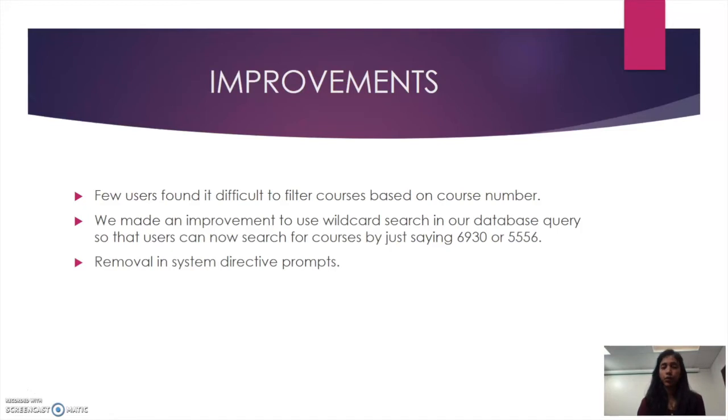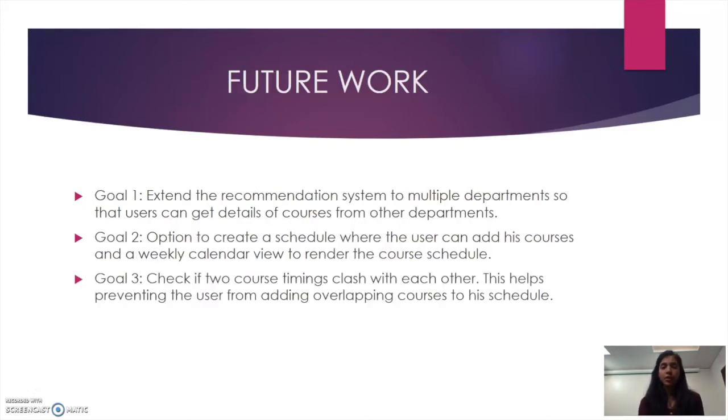Now let's look into the future work. Right now our system includes the coursework of the CIS department itself. We could extend the recommendation system to multiple departments so that users can get details of courses from other departments also. And we could include an option to create a schedule where the user can add their courses in a weekly calendar view to render the course schedule.